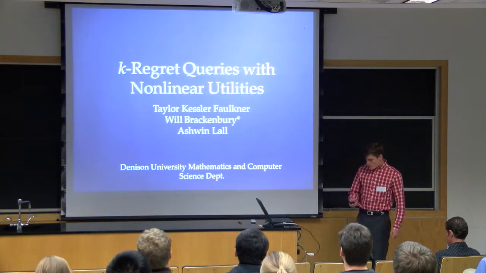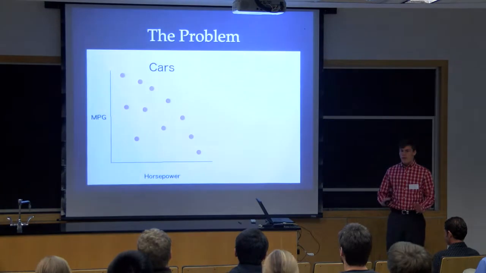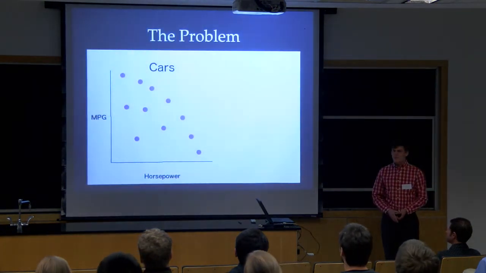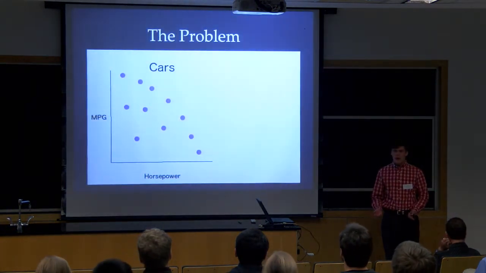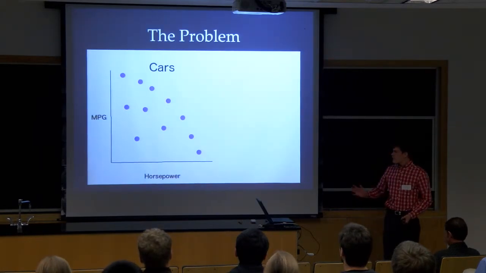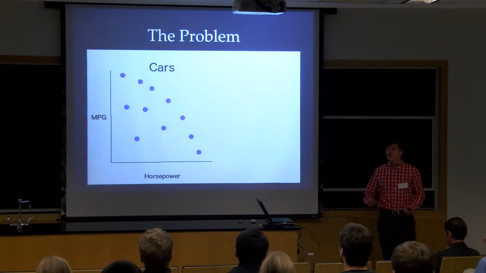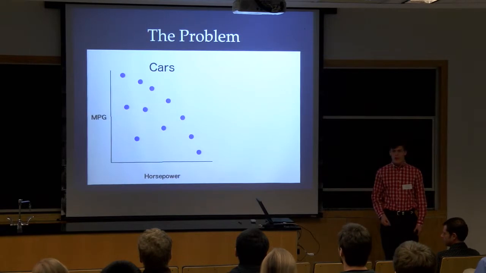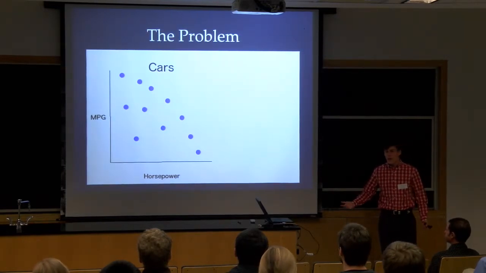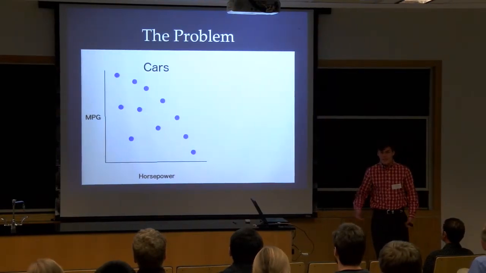So our basic problem is as follows. Let's assume we have a large database, and by large this can mean anywhere from 100 to 1,000,000 items. And in this case, for our example, let's assume it's a database of cars. And to further simplify the problem, let's assume they only have two attributes that we care about, which would be horsepower and miles per gallon. I'm sorry if you like the color.